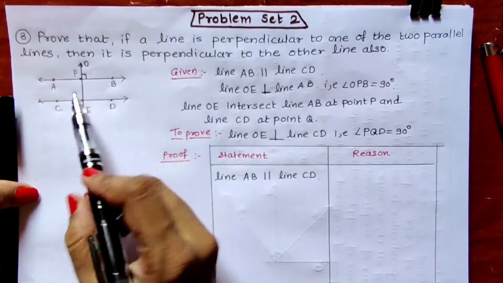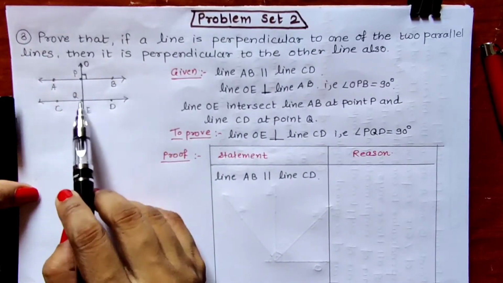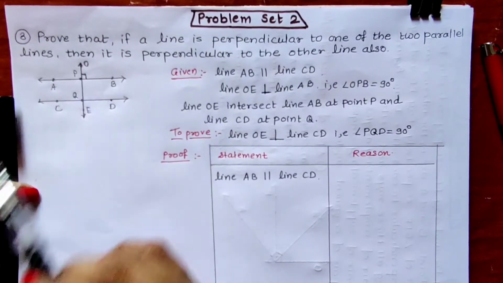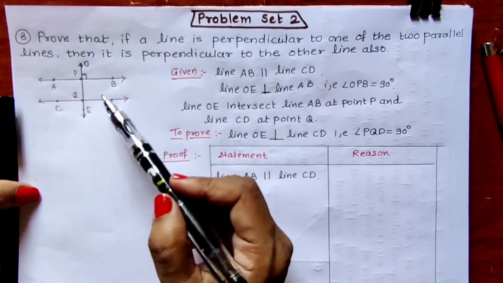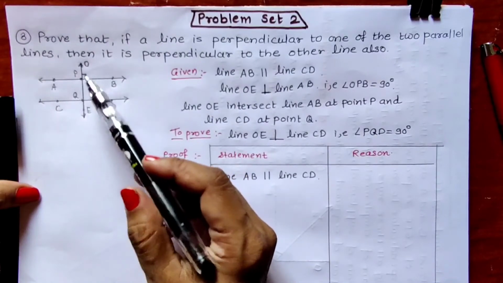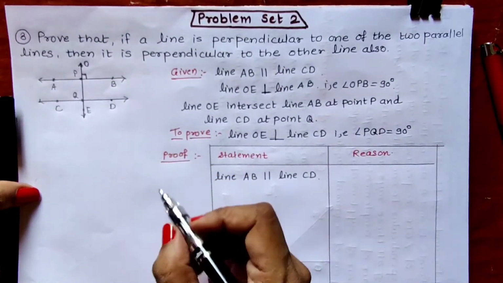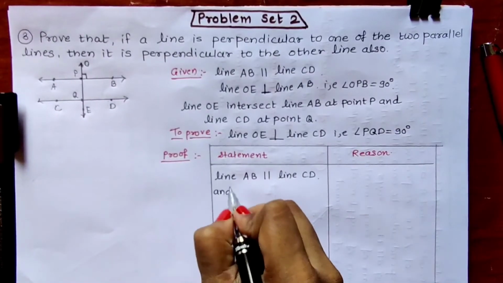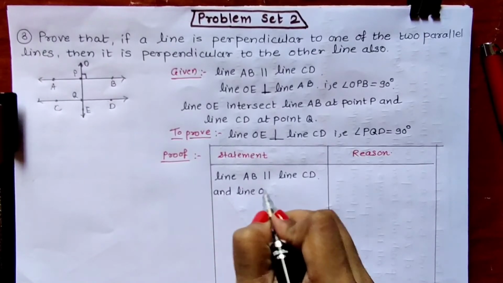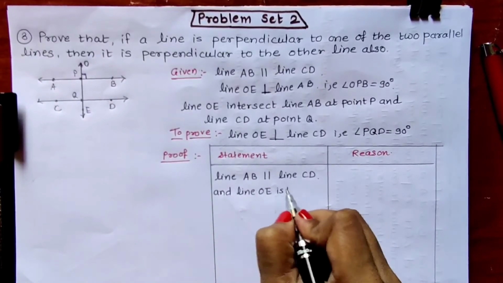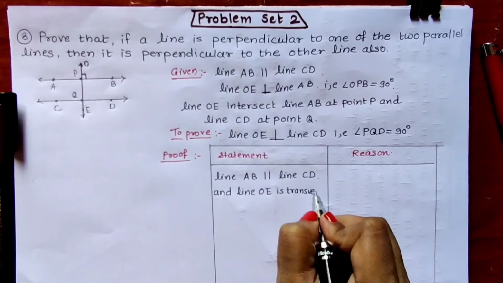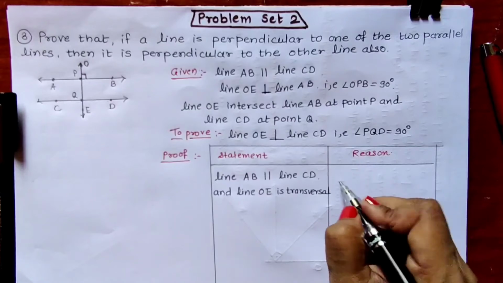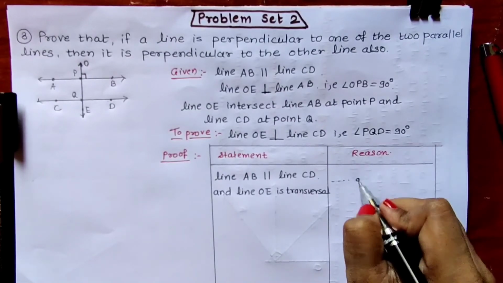Now this line OE intersects line AB in point P and line CD in point Q. That means OE is a transversal of these two lines. A line which intersects two parallel lines in two distinct points is known as a transversal. We all know. So line OE will become the transversal. So I will be writing line OE is transversal. Okay, so this is given actually, or this we can write given.